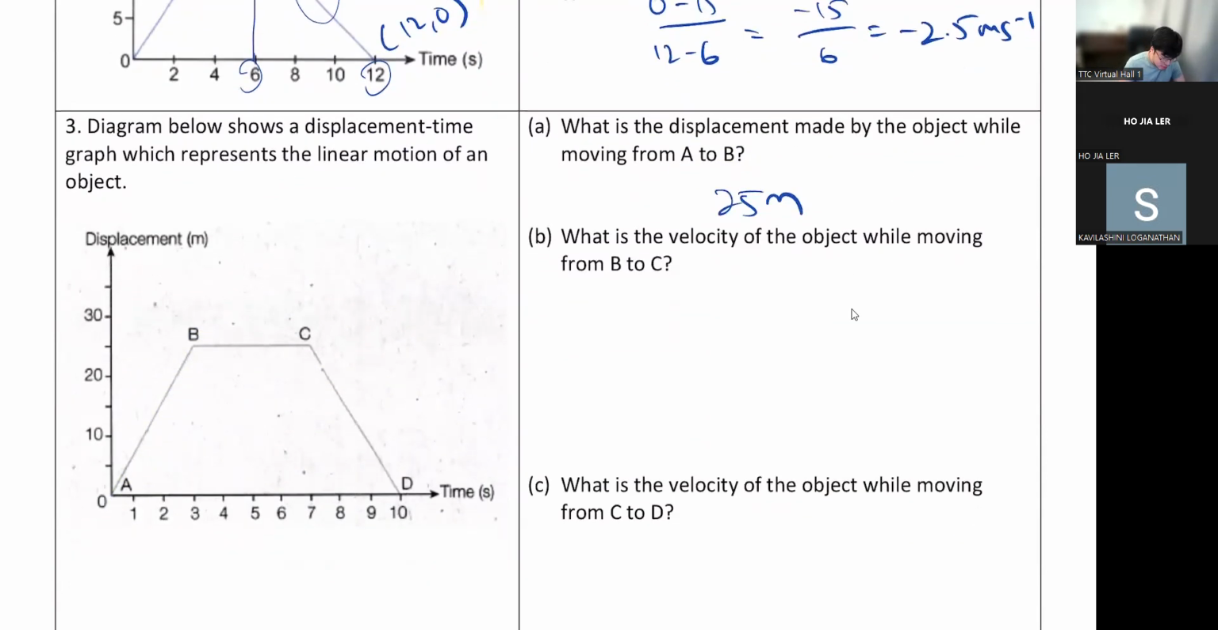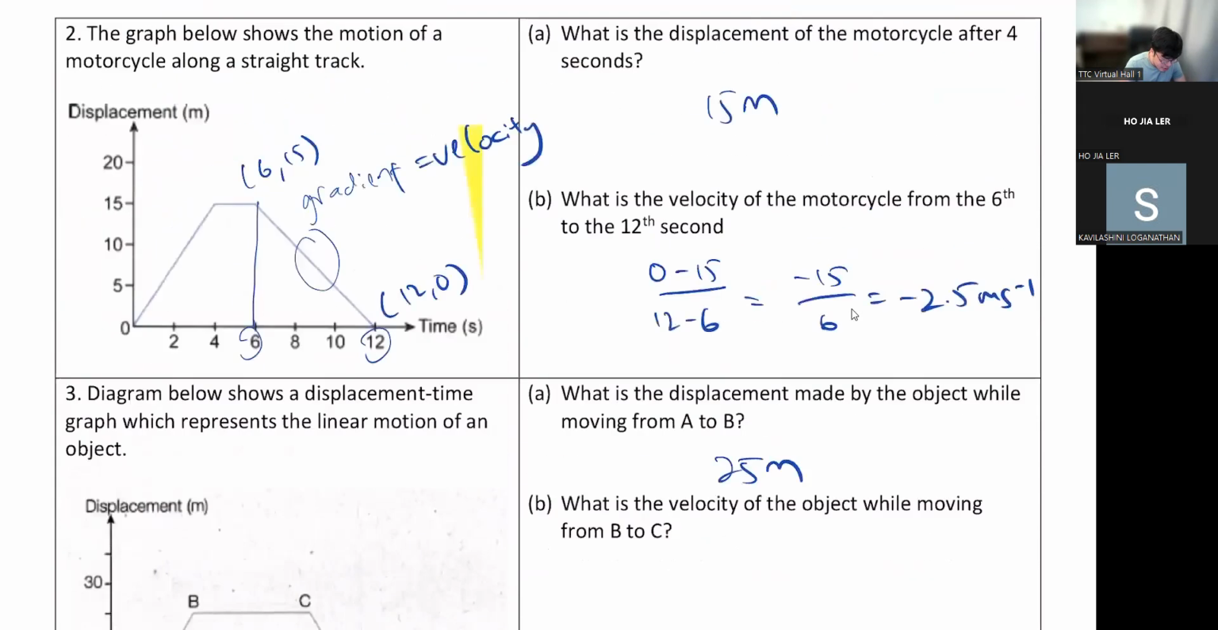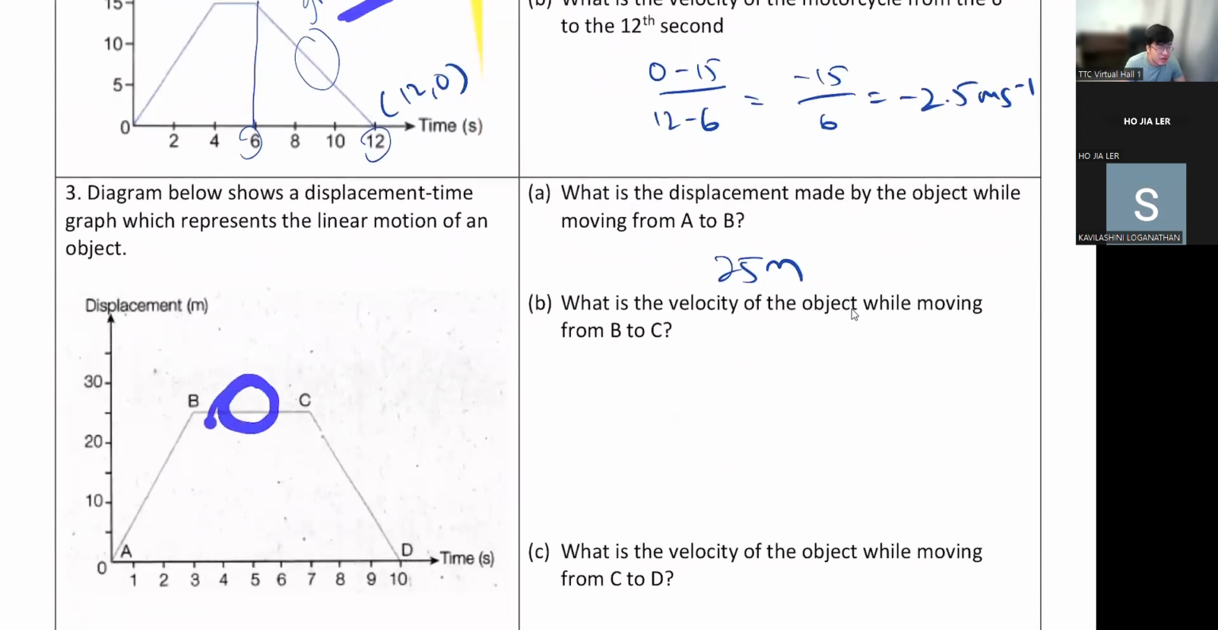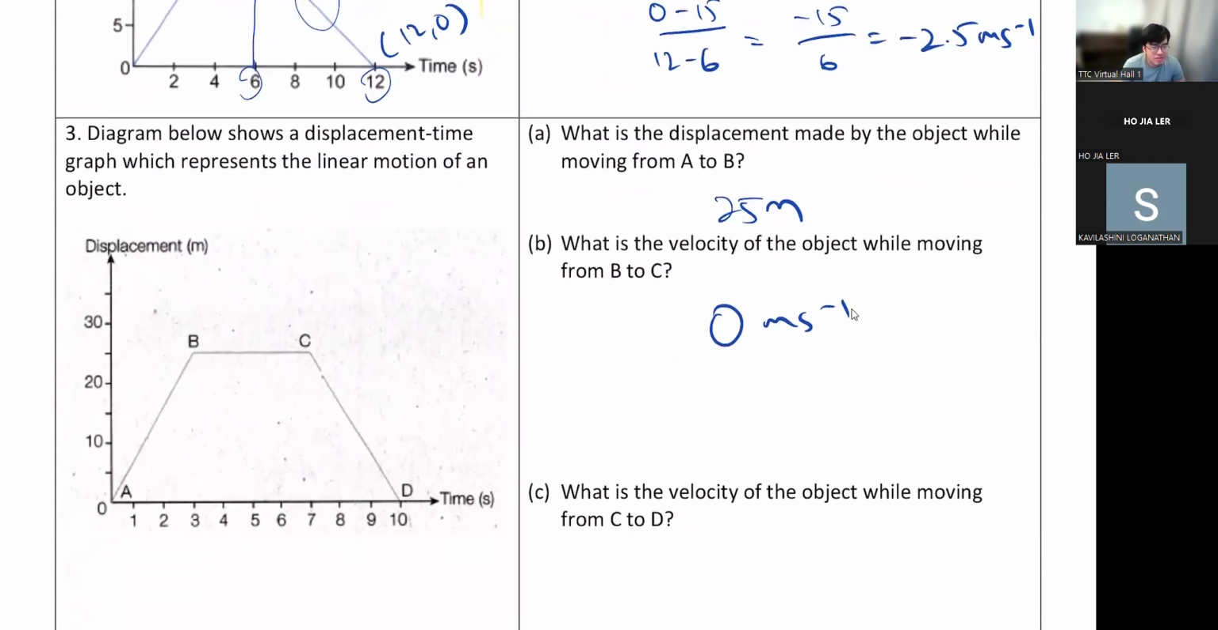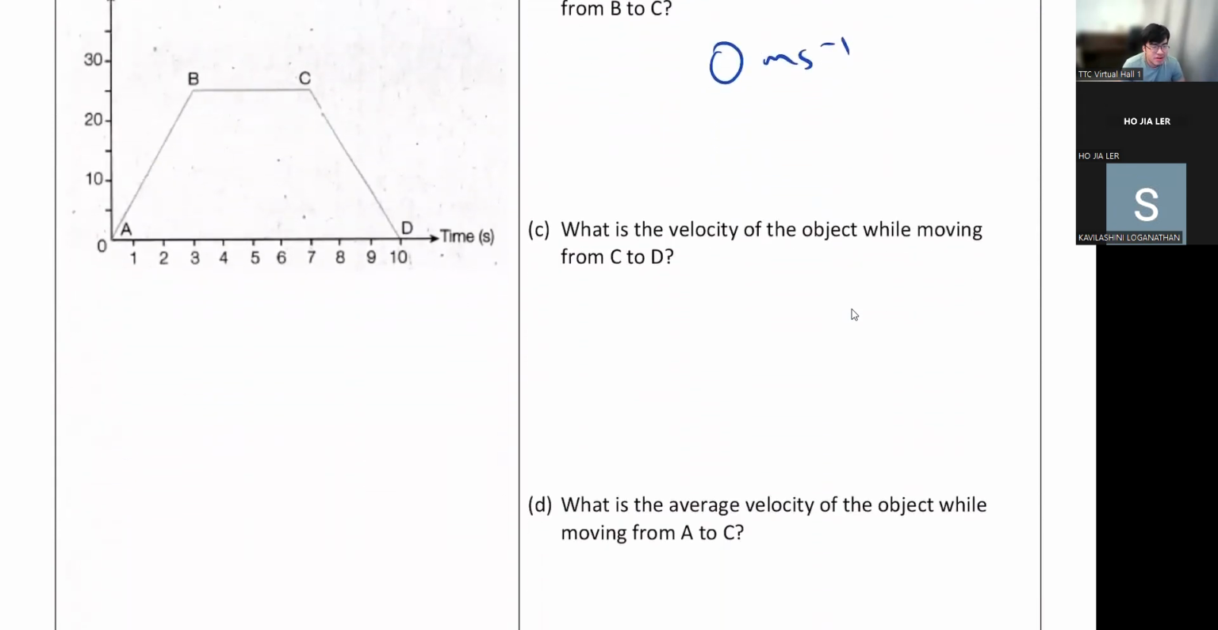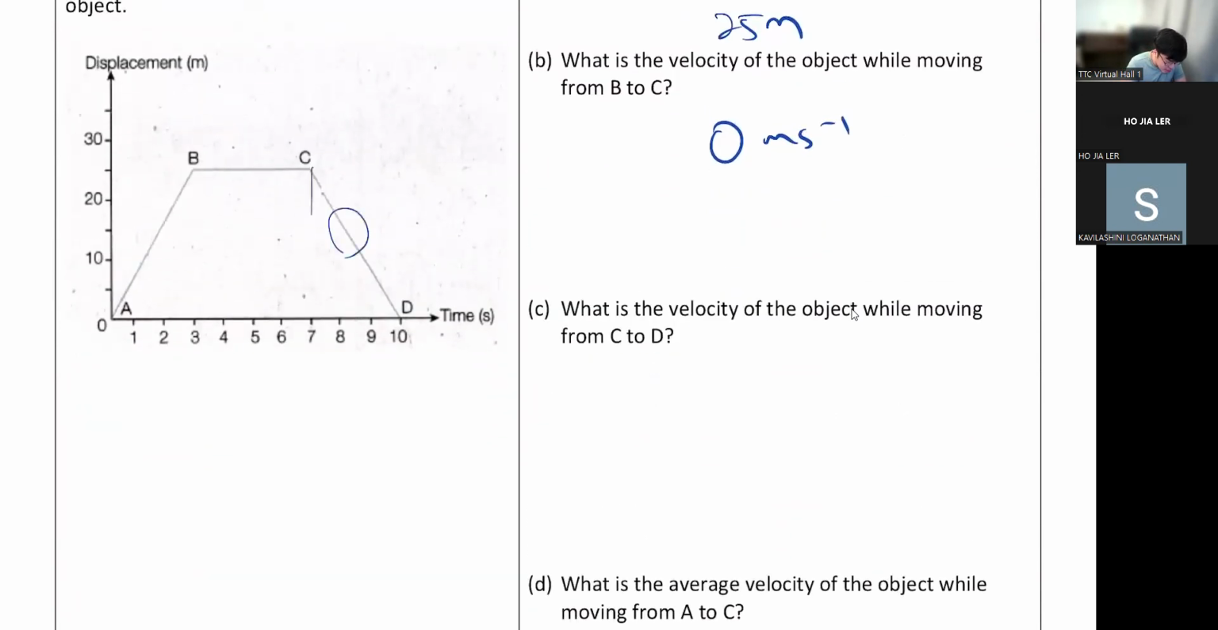Okay, so next, what is the velocity of the object while moving from B to C? Again, how do you find velocity? You find the gradient. So what's the gradient here? If it is a flat line, gradient is 0. The kecerunan is kosong. There's no cerun because the thing is flat. There's no gradient, no slanting. So it's 0. Now the velocity while moving from C to D, again, they want this gradient.